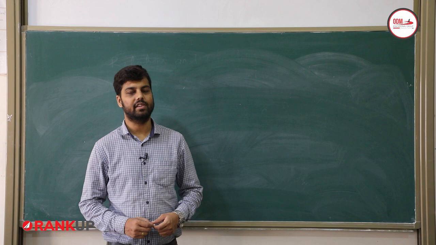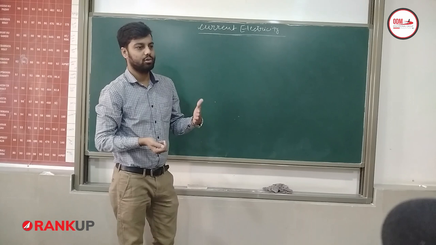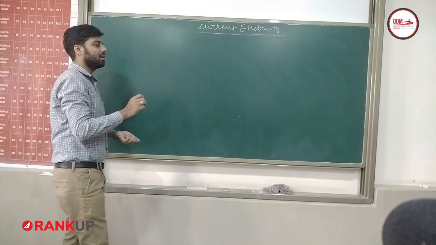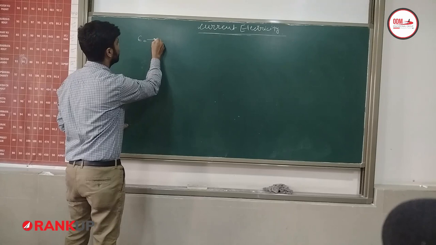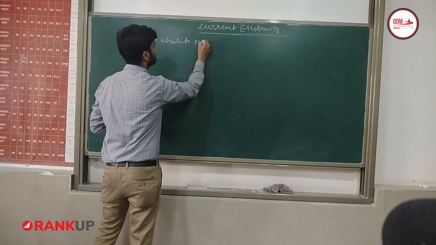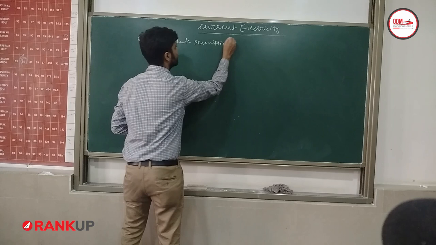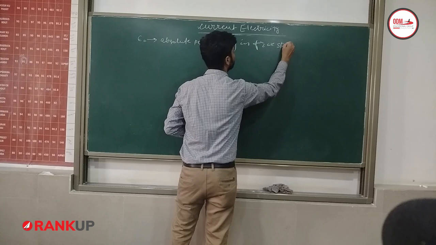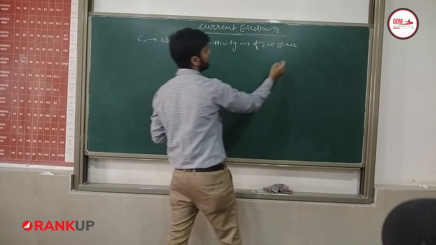I told you yesterday about Coulomb's law. Coulomb's law says the electrostatic force of attraction or repulsion is equal to K into Q1 Q2 upon R square. What was K? K was 1 by 4 pi epsilon naught. What was epsilon naught? Epsilon naught was the absolute permittivity in free space, and its value came out to be 8.85 into 10 to the power minus 12. What was the unit of this?